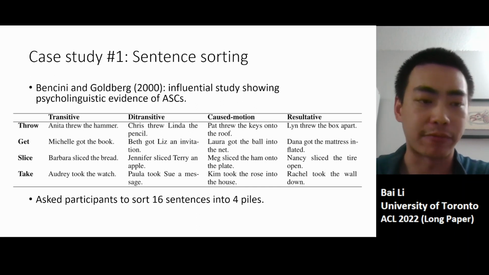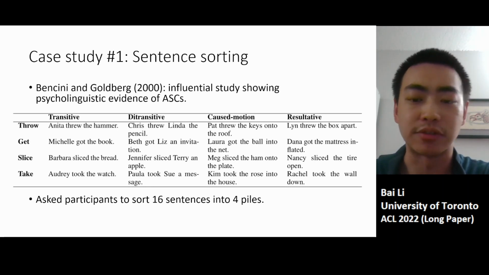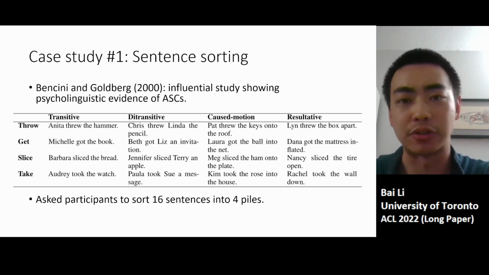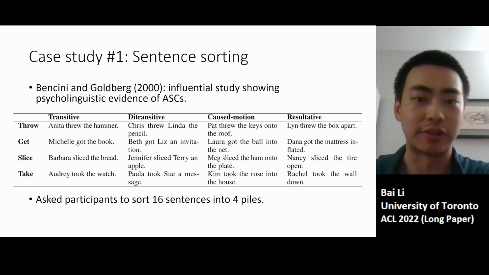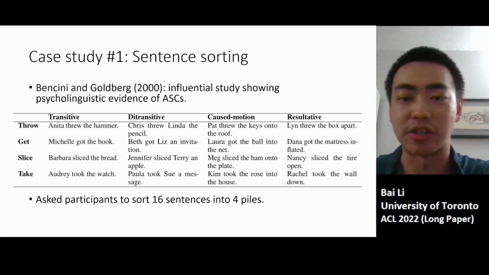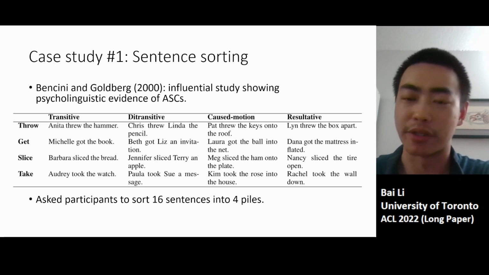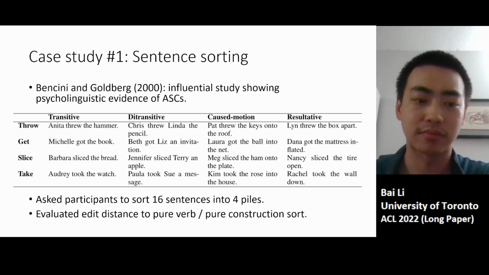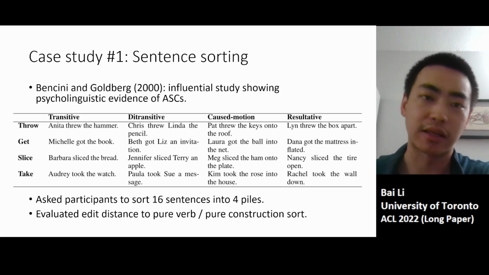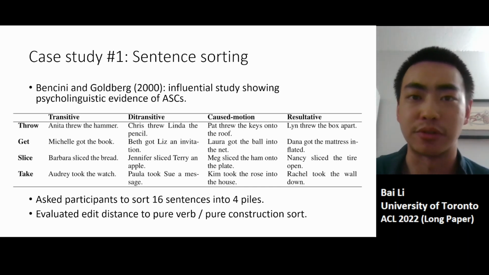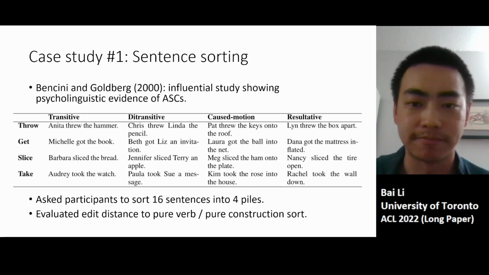Here we have four verbs and four constructions, so for each verb and each construction we have one sentence. They asked the participants to sort these 16 sentences into four different piles, without telling them exactly how they should sort them. So they sorted the sentences by intuitively grouping the sentences with closer meaning together. The point of this exercise was to see whether they sorted more by verb or more by construction. So the researchers calculated the edit distance for each participant to a pure verb or a pure construction sort.